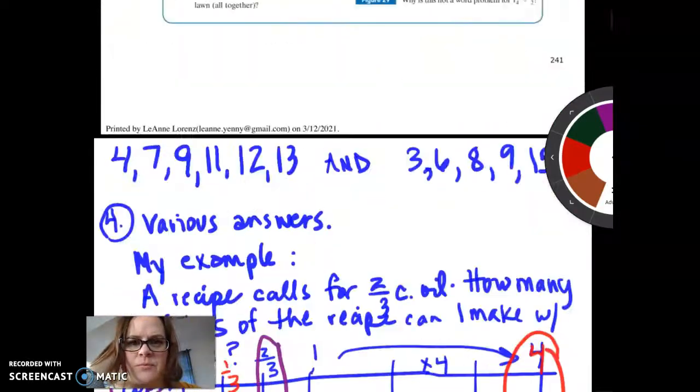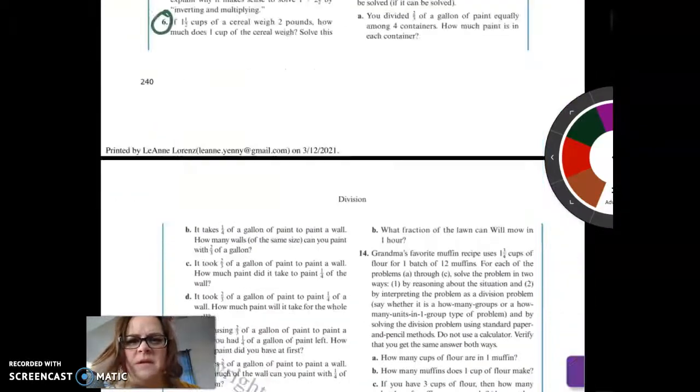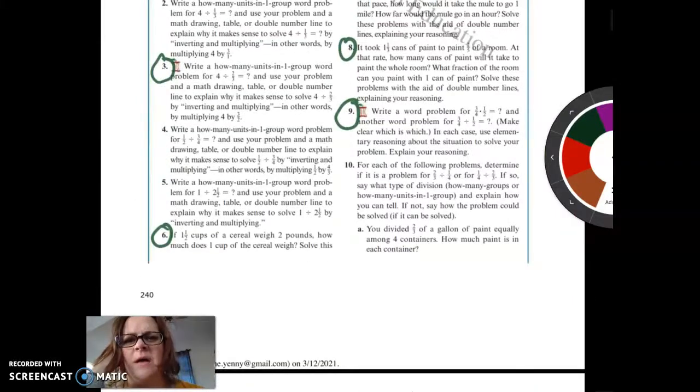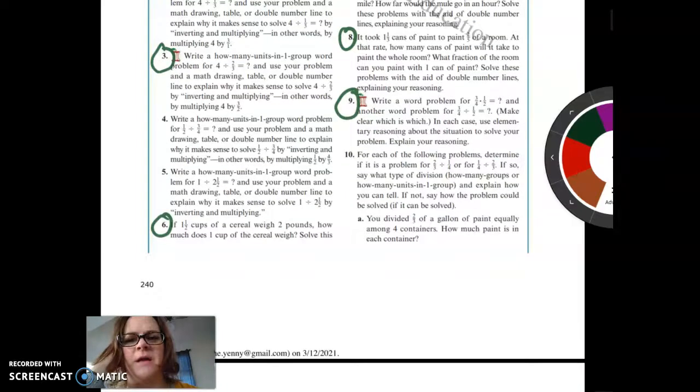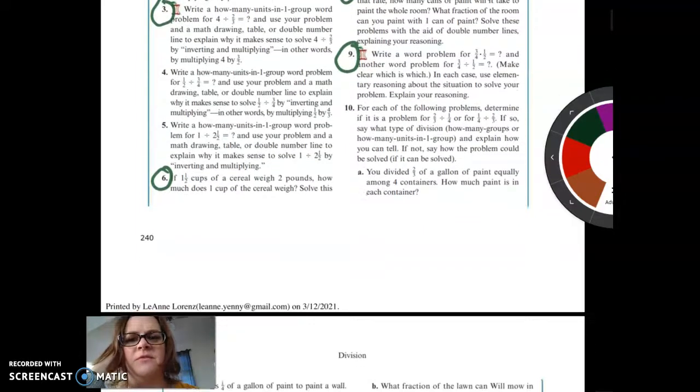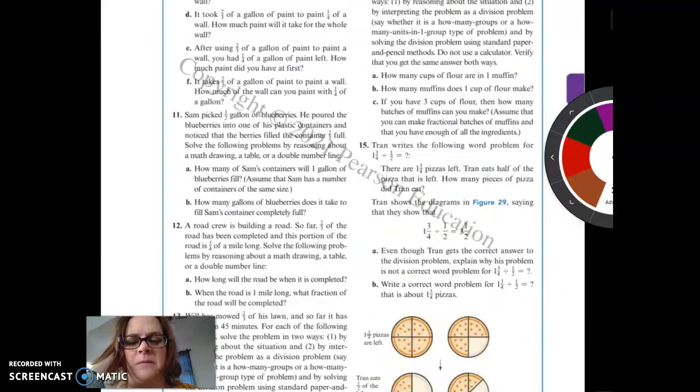So in number 3, it's another food one. Write a how-many-units-in-one-group word problem for 4 divided by 2/3, and use your problem and a math drawing to help explain why it makes sense to divide by invert and multiply.